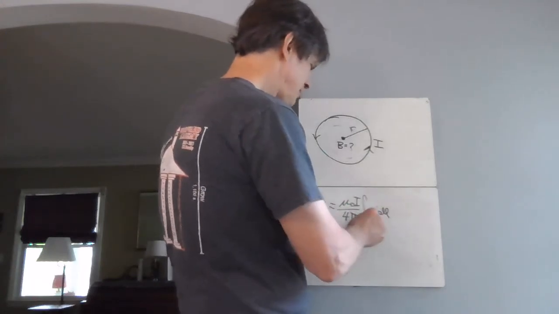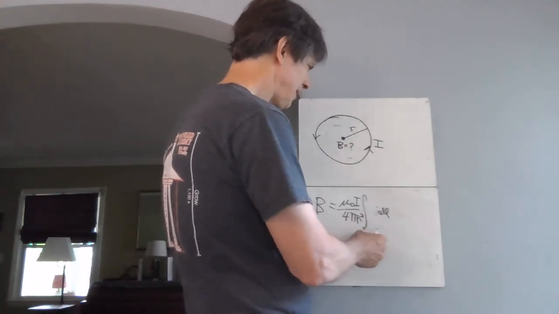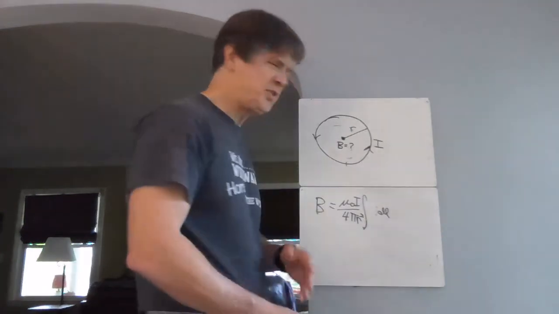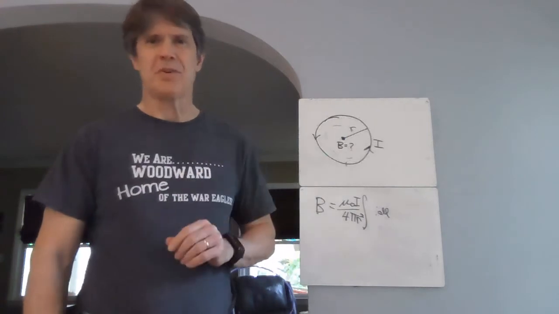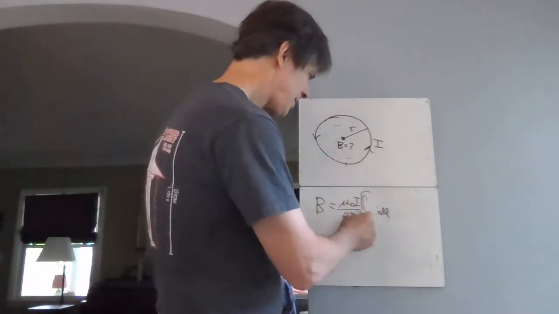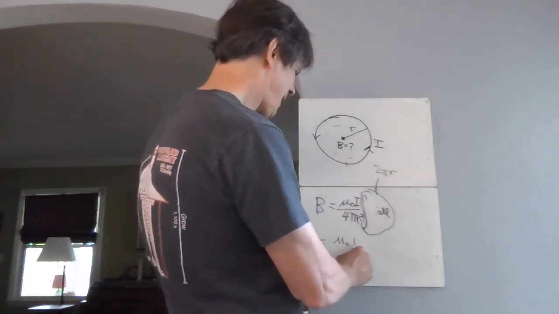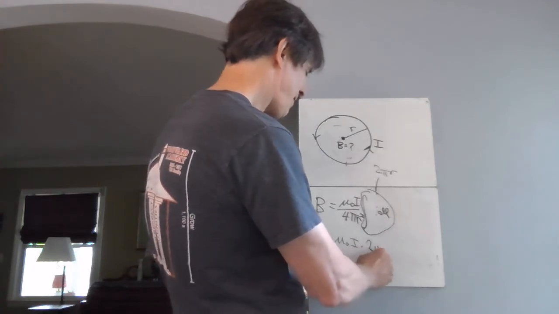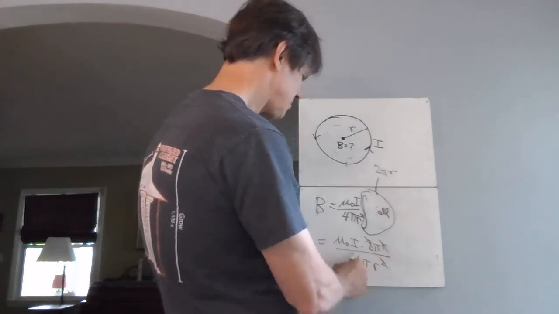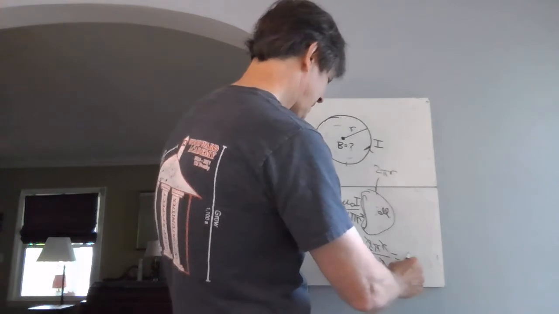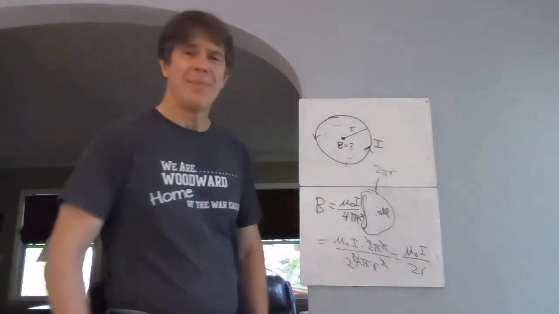Oh, that's getting better. Now I've just got to integrate dl all the way around. It's just too obvious. What's the sum of all the little lengths that make up the circumference of a circle? The answer is the circumference of a circle. So this thing right here is nothing more than just 2 pi r. So there's our expression, mu naught I times 2 pi r over 4 pi r squared. Out goes an r. The pi's go out. I get just mu naught I over 2r. That's it.